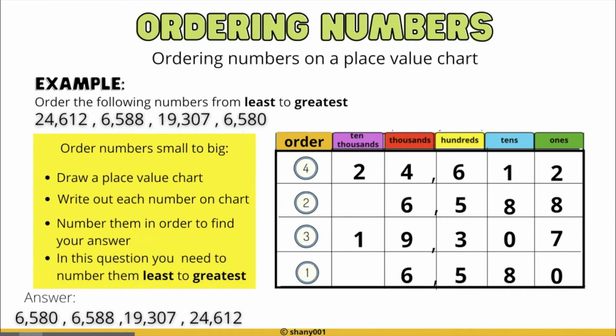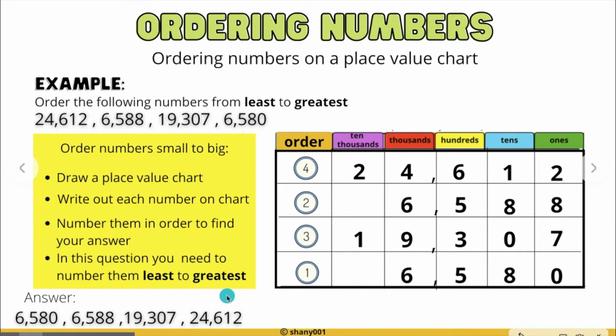The first thing we're going to do is plug in the numbers. So you have here 24,612. We have 6,588. We have 19,307. We have 6,580. Now in this question, you need to number them least to greatest.